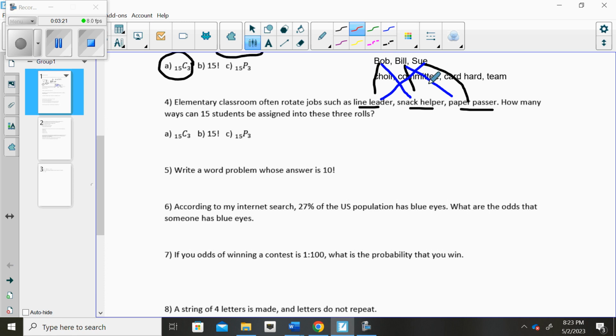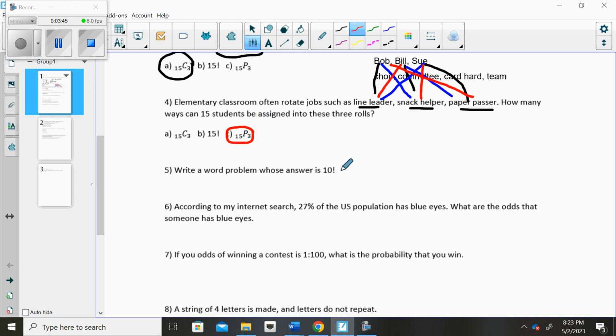And I could get another different assignment if I said, Bob will be paper passer, Bill will be line leader, and Sue will be snack helper. So this would be a permutation, where order would matter.